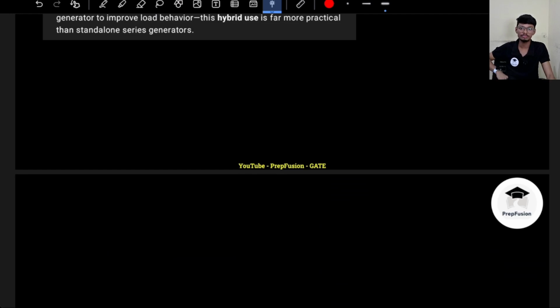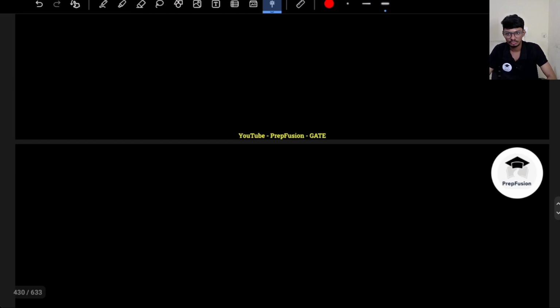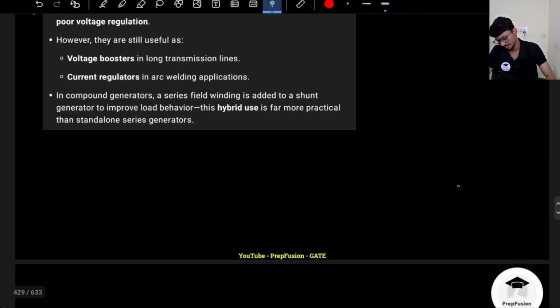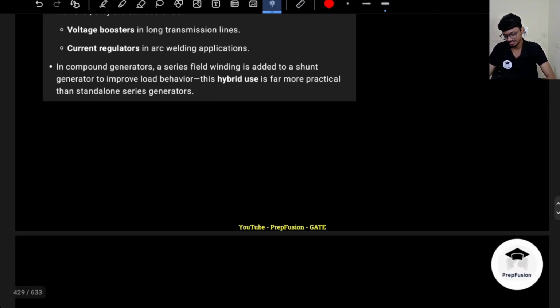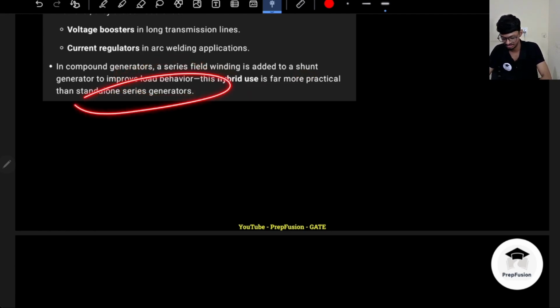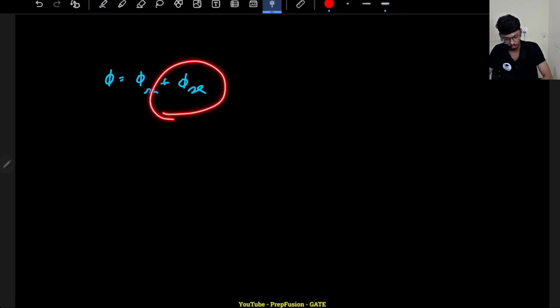Now let's discuss compound generators. What will happen in compound generators? In compound generators with a series field, a shunt field will also be added to improve the load behavior. This hybrid usage is far more practical than just the series generator. Now my flux will be a combination of phi sh plus phi se. So it does not only depend on the load current, it also depends on the terminal voltage. So it becomes very interesting.